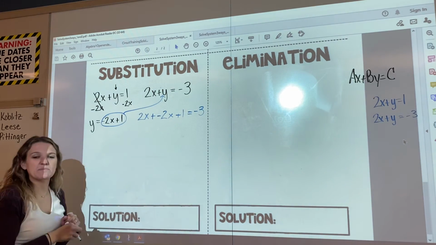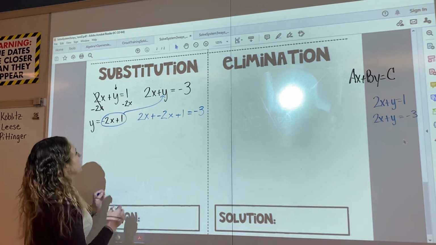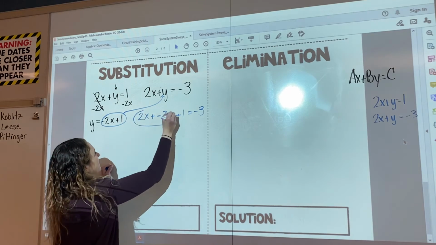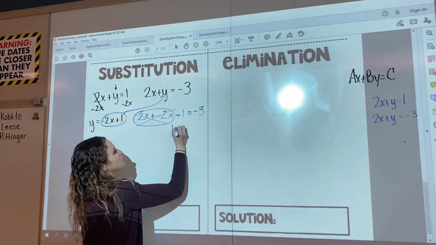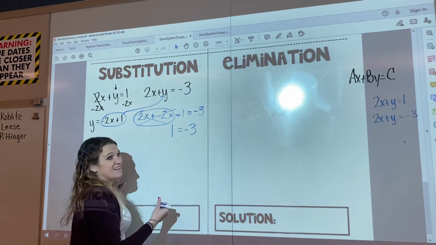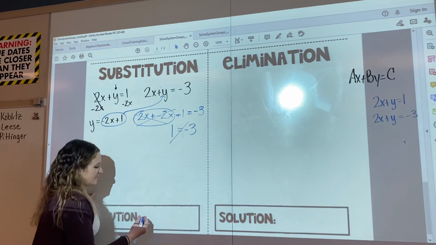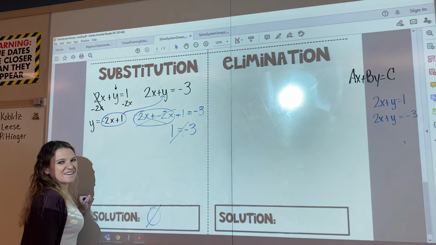Well, let's combine like terms or clean it up first. We have a positive 2x and a negative 2x, which completely cancel each other out. We have a positive 1 equals negative 3. That's not true, which means no solution.